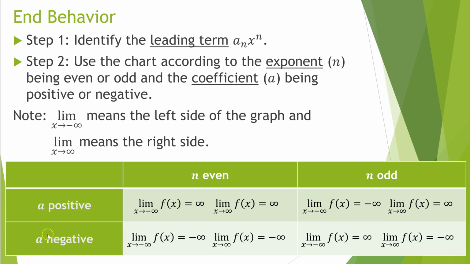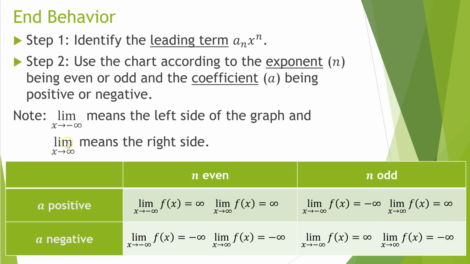Now, if you look at the next row where we have a negative number for the coefficient, it's basically just flipping those values upside down. So on the left-hand side, it's not going up, it's going down. On the right-hand side, it's not going up, it's going down. And then the same thing for the odd exponent rule. Instead of going down on the left, it goes up on the left. And instead of going up on the right, it goes down on the right.